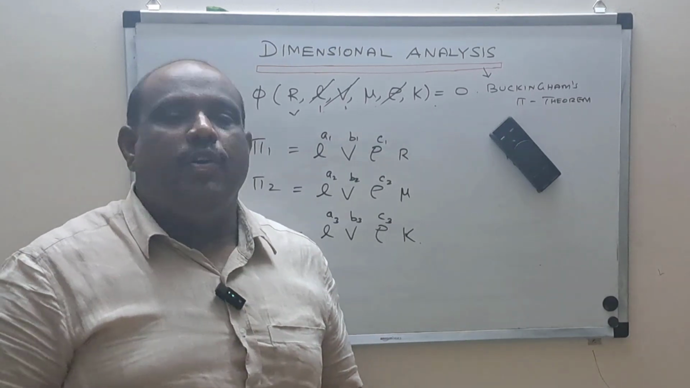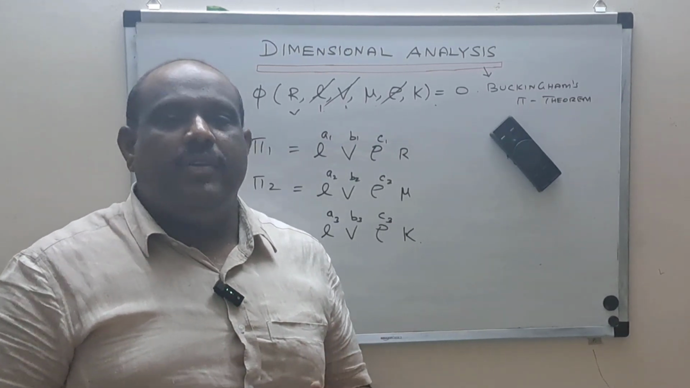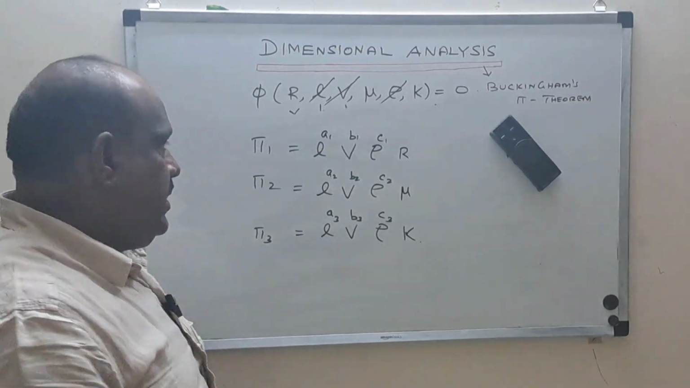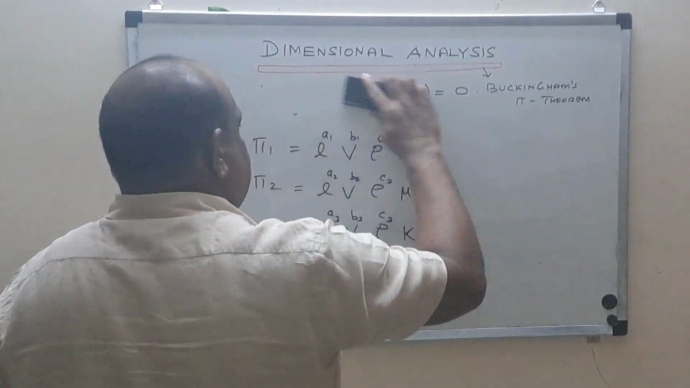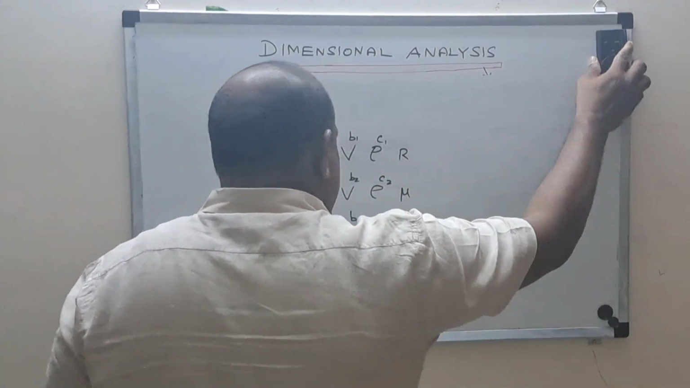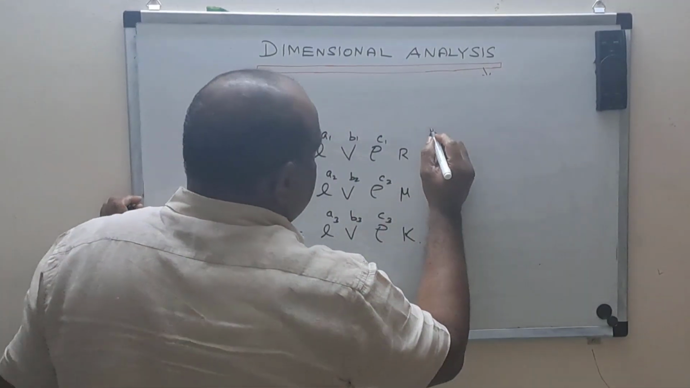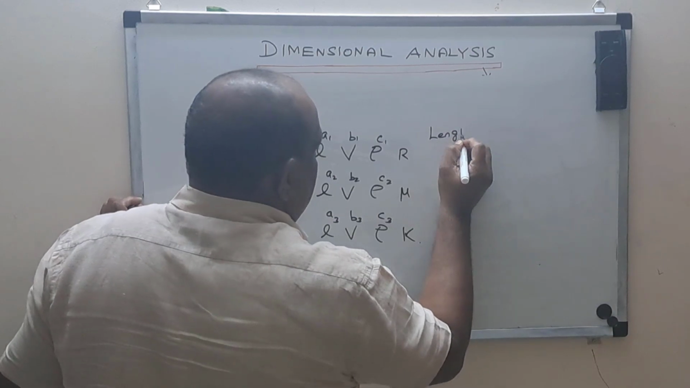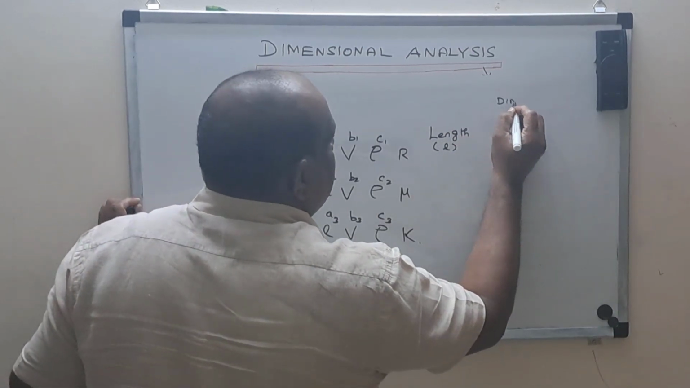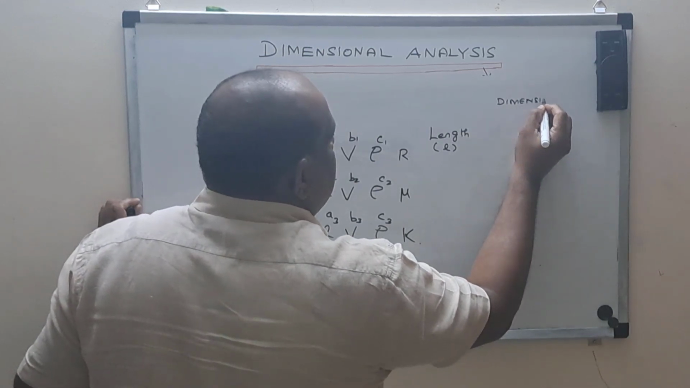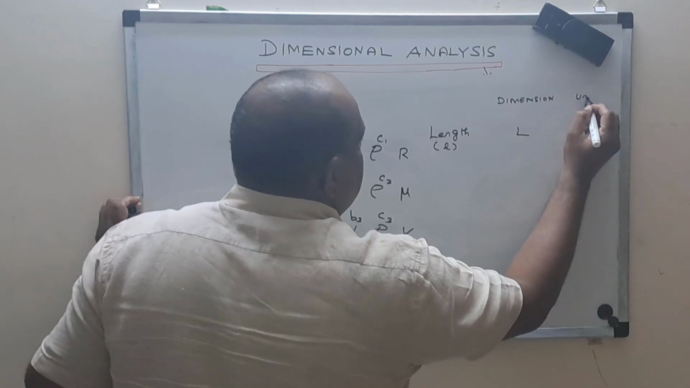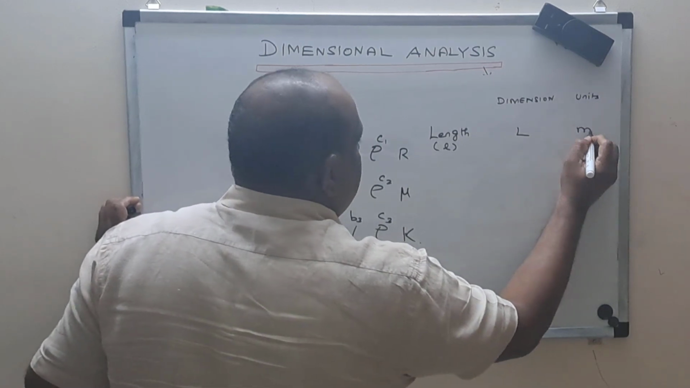Once you form the pi terms, now only we are coming to the dimensional analysis. Now let us see what are the dimensions. First we will take length. What is the symbol? L. What is the dimension? Dimension of length is L. What is its unit? Unit is meter.